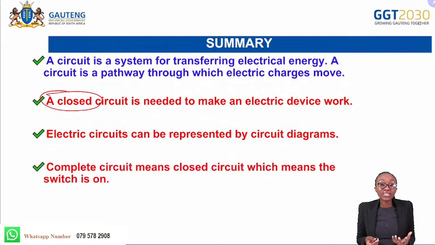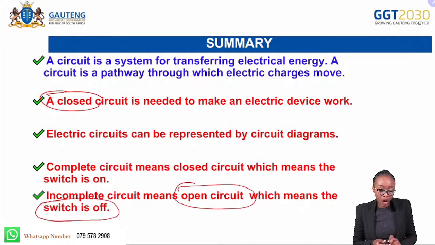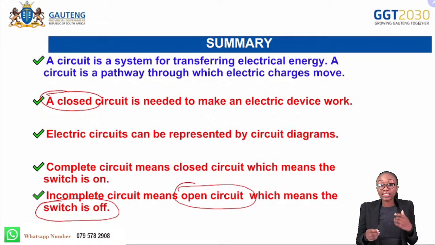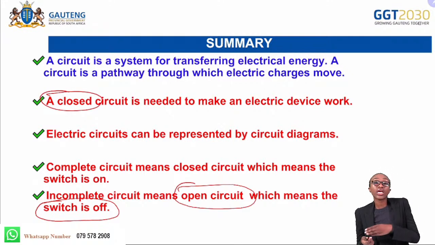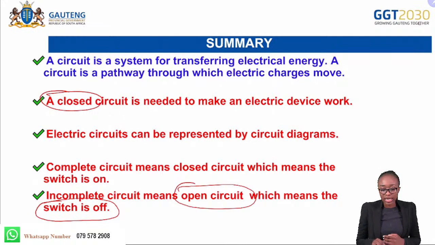Okay, so now what is a complete circuit? A complete circuit means closed circuit, which means the switch is on. So that is our complete circuit. And then an incomplete circuit means it is an open circuit, which means the switch is off. So when the switch is off, this circuit is open, it is not complete. So the electrical current or electrical charges are not able to flow right around the entire system.